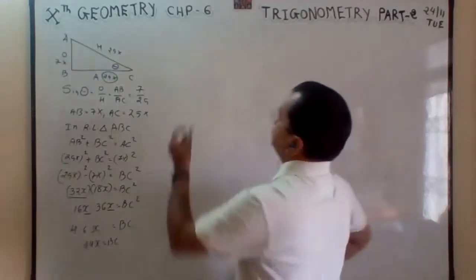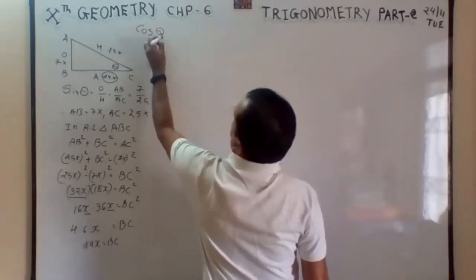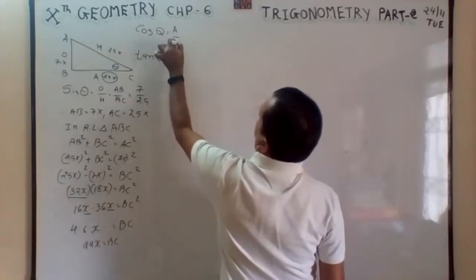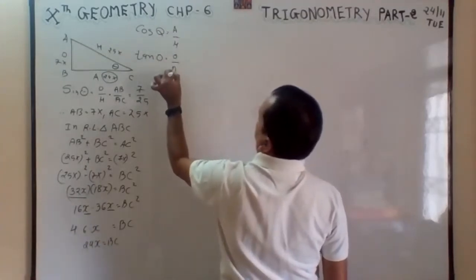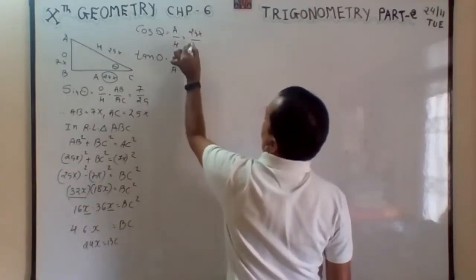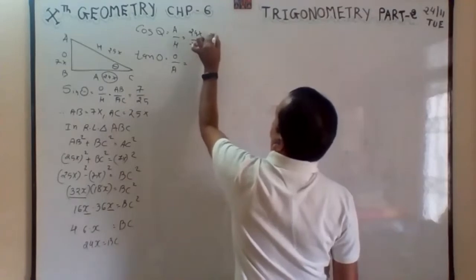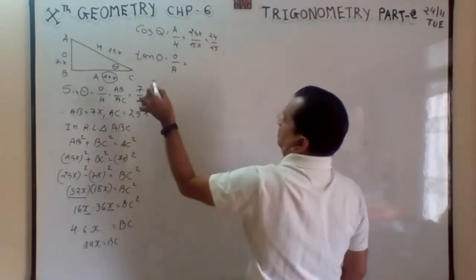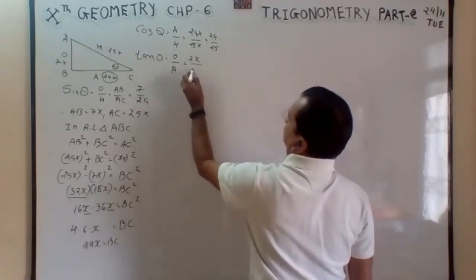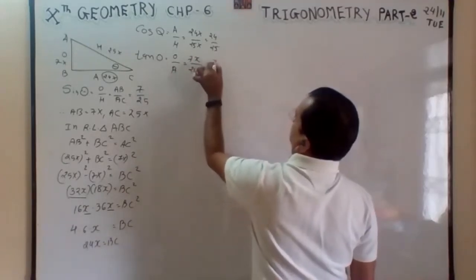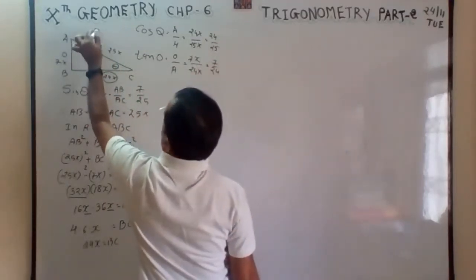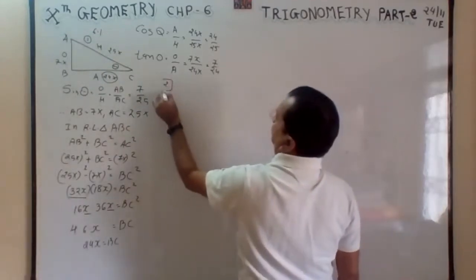Cos and tan. Now cos theta, tan theta. Cos is adjacent by hypotenuse, tan is opposite by adjacent. So cos theta is 24x divided by 25x, and this is the final answer. First of 6.1, second of 6.2.